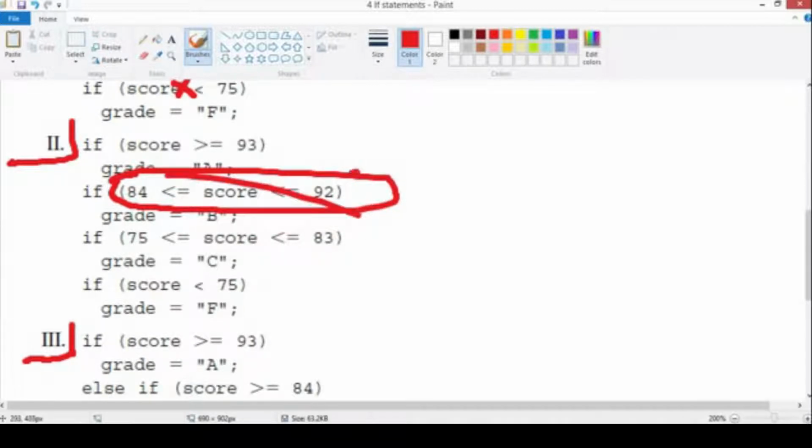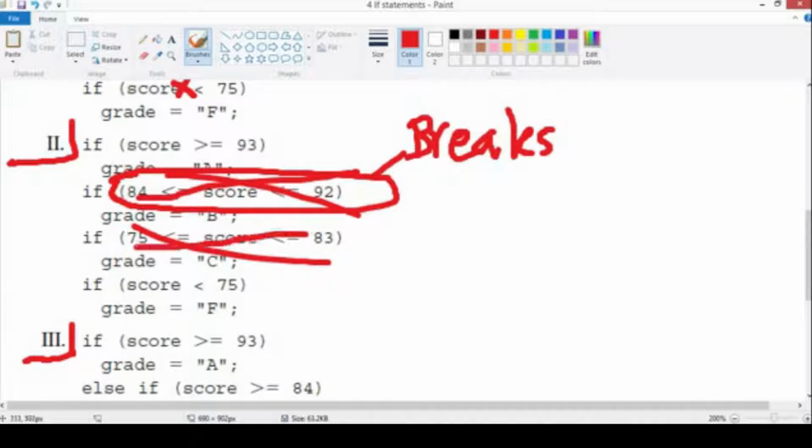This is improper syntax. This breaks. That is not okay to do. You can't do that. That is not allowed. These things are all bad. Don't do them. Okay?